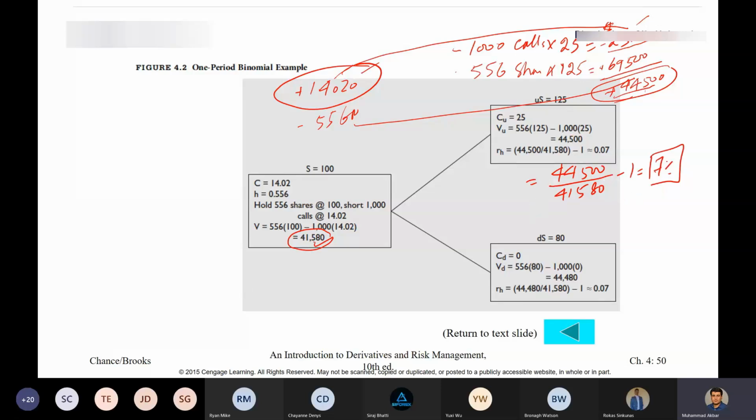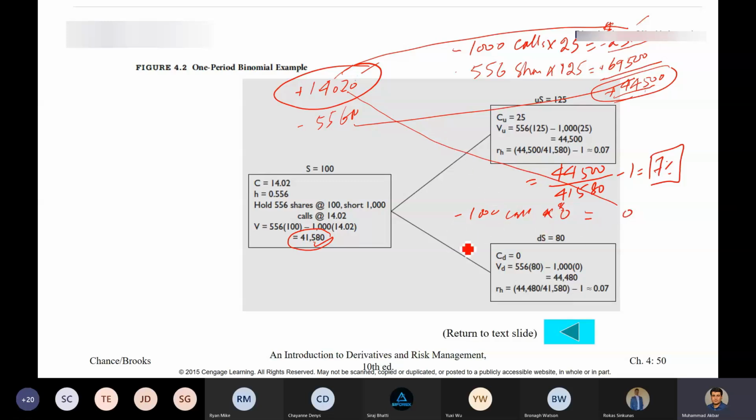If the stock price goes down, what will happen? You have 1,000 calls and each call is worth $0. So you sold them for 14,020 and they have a zero value. So you don't have to actually settle them because the options will expire out of the money, and you have made a gain on the calls because you sold them for this and you can buy them back or you can settle them for zero price.